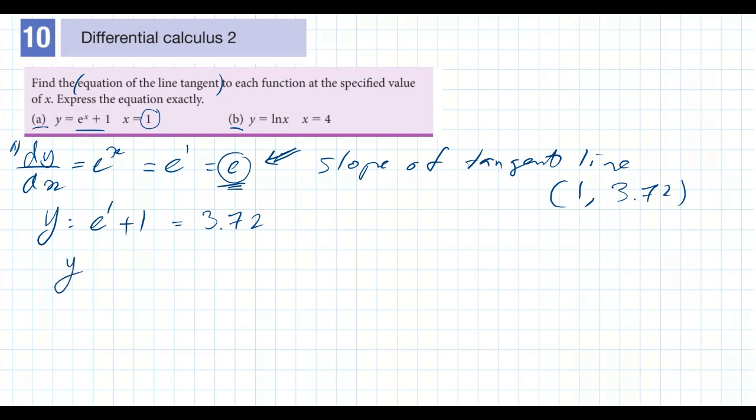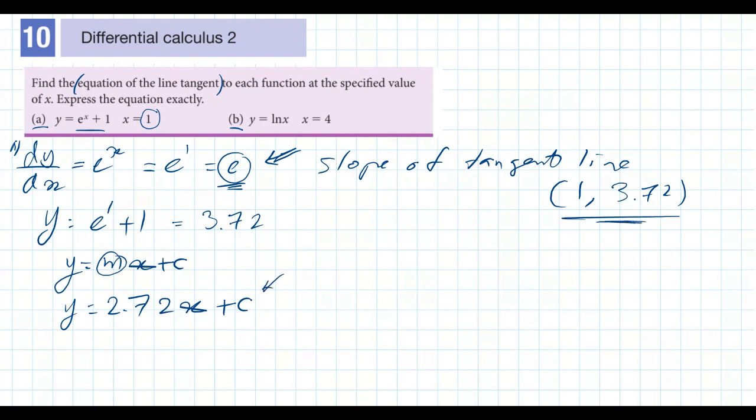Then y equals mx plus c, and instead of m, I'll put 2.72. Then y equals 2.72x plus c. Now you need to determine the value of c. We have the critical point here, which is the point of intersection between the curve and the tangent line. Instead of x, I'll put 1, and instead of y, I'll put 3.72. It becomes 3.72 equals 2.72 plus c. Then, for sure, c becomes 1, because you send it to the left side.